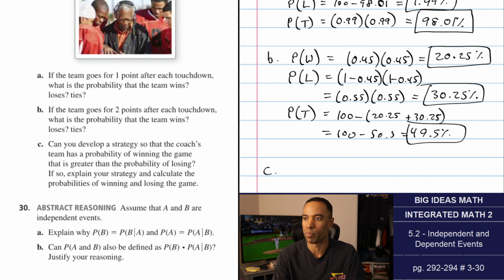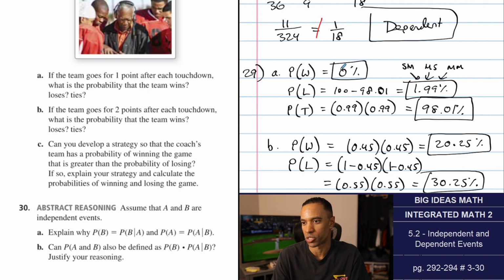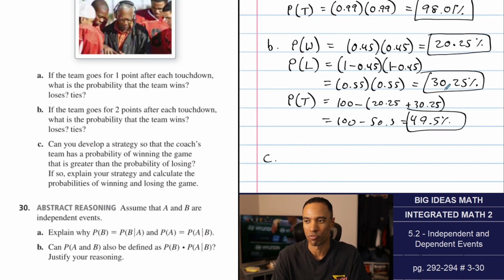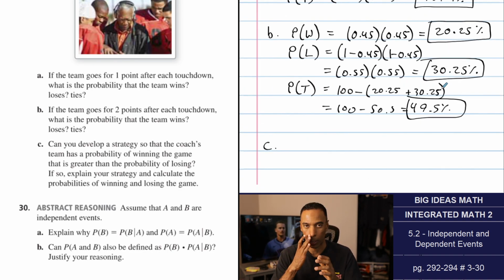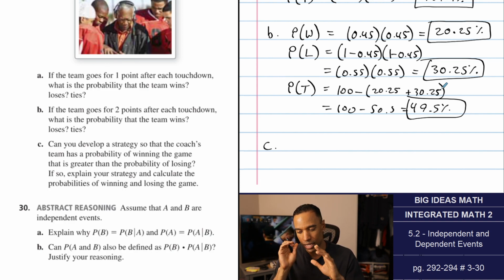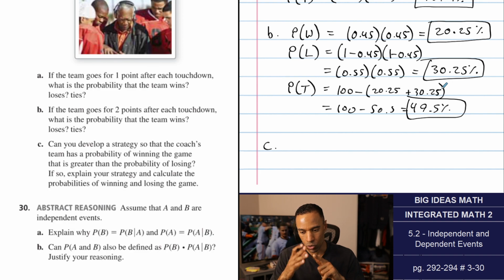It's probably a combination of both, because winning here was 0% chance. Winning here was 20.25% chance. So we have to see if something else works here. So develop a strategy. Let's try the whole kicking a field goal and then doing the 2-point conversion thing.